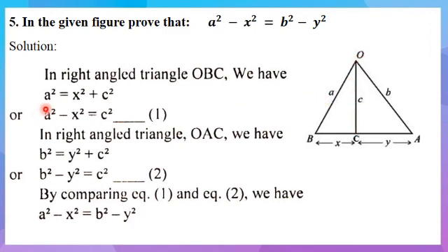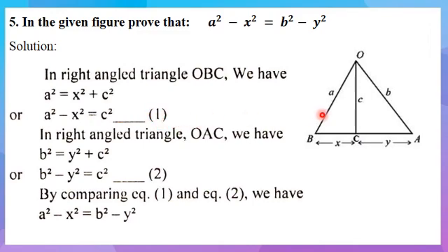So according to the Pythagoras theorem, hypotenuse square is equal to base square plus perpendicular square. So the hypotenuse a square is equal to x square plus c square, and when we will take this x square to the other side of equality, it will be subtracted. So we can write it as a square minus x square is equal to c square. This is our equation number 1.